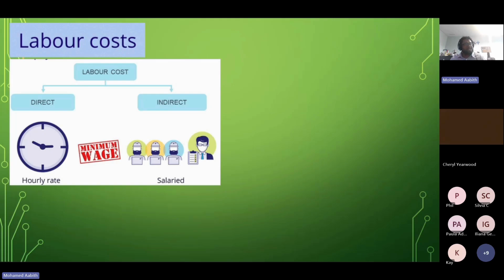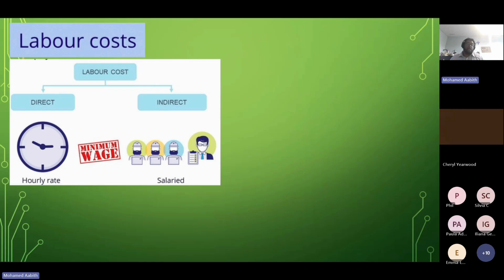But somebody who works in the production line, or somebody who works for a company in the service industry, the more services they provide, the more they will be paid. We can call them a direct cost. A direct cost has to be something that can be directly attributed to the product the business produces or the service the business provides. And that can be calculated as an hourly rate or the number of jobs they do.